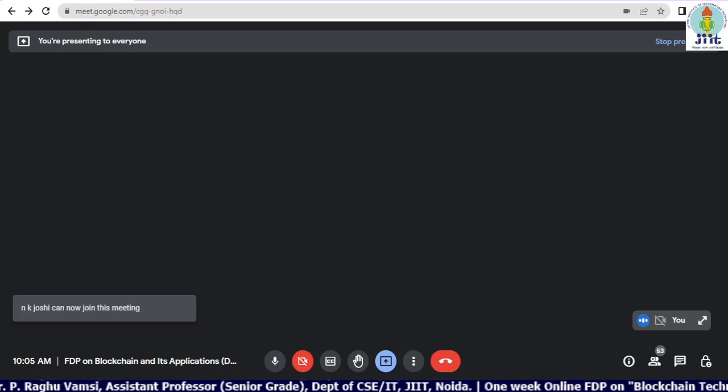Next part, understanding the blockchain for enterprise, in which how the permissioned blockchain will work. See here, permissioned blockchain is also called a private blockchain. How will this permissioned blockchain work? What are the use cases of the permissioned blockchain? How to design? What are the design issues for the private blockchains?